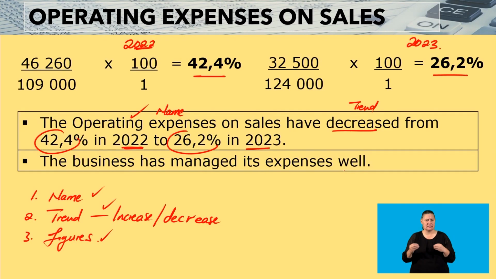Then I say the business has managed its expenses well because the percentage operating expenses on sales has decreased. Therefore, the business was able to manage its expenses very well.